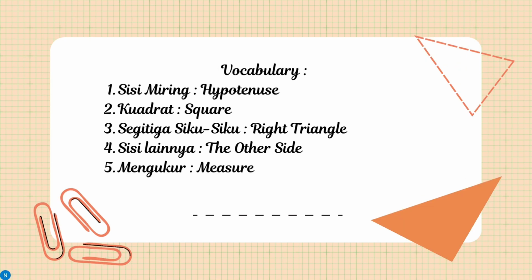Next, vocabulary. First, sisi miring, hypotenuse. 2, kuadrat is square. 3, segitiga siku-siku is right triangle. 4, sisi lainnya is the other side. 5, mengukur is measure.